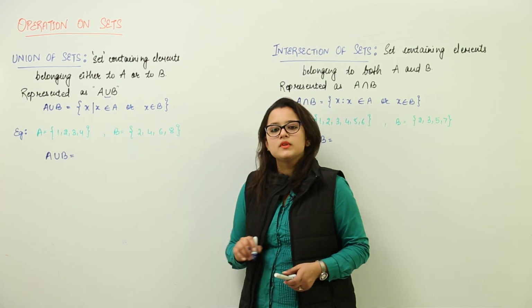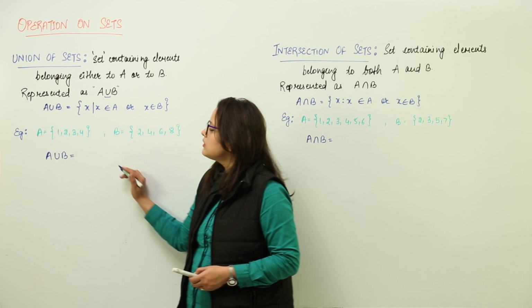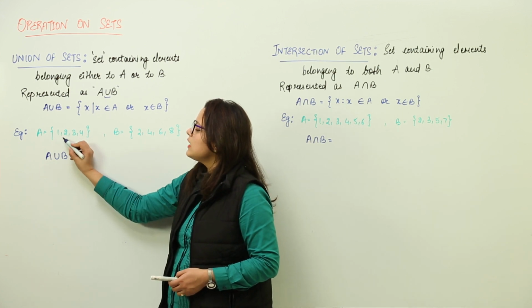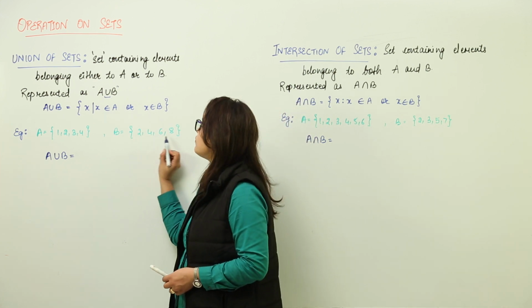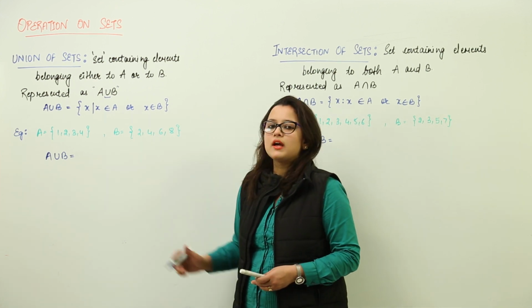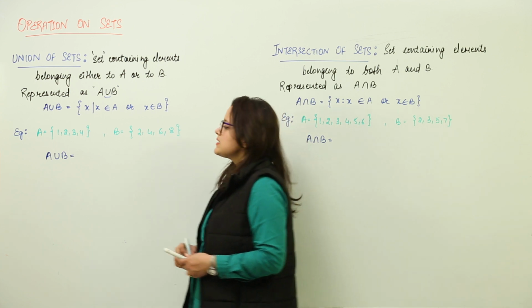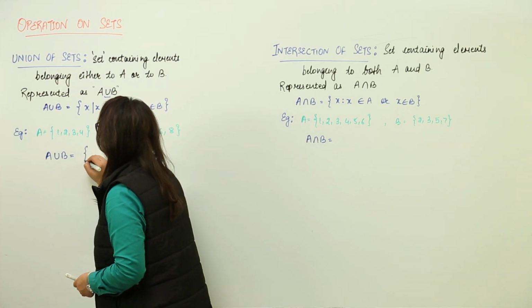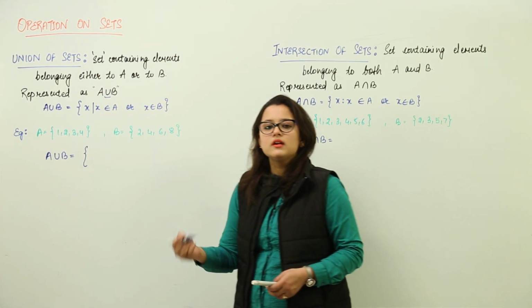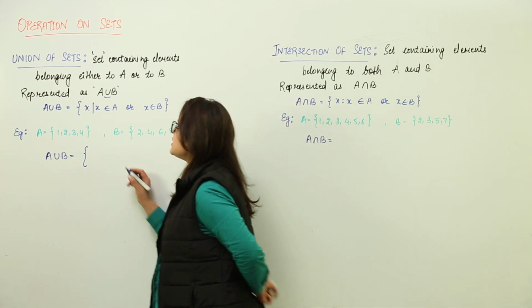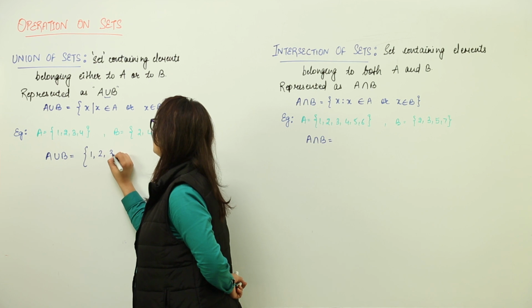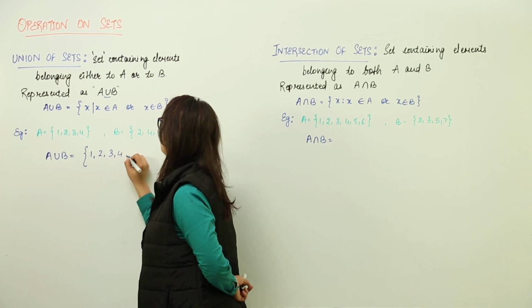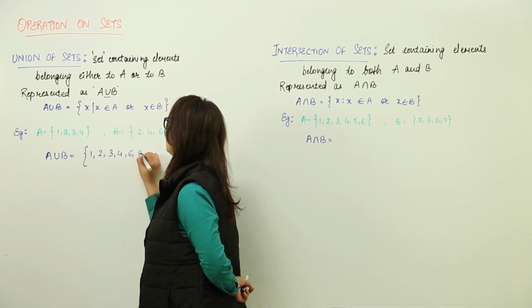belongs to B. So we have taken up an example here where A is a set containing elements 1, 2, 3, 4, B is another set containing elements 2, 4, 6, 8, and we have to find out A union B. Now as I discussed with you, this is the set containing elements either in A or B, so that means it is going to contain 1, 2, 3, 4, 6 and 8.